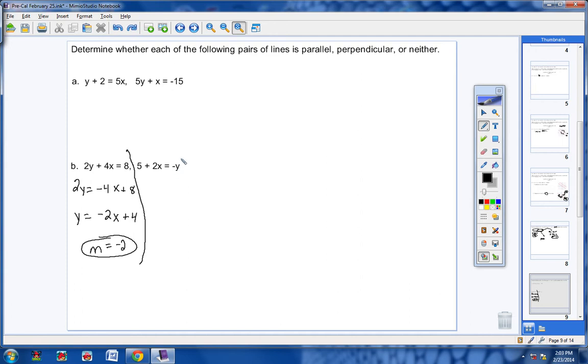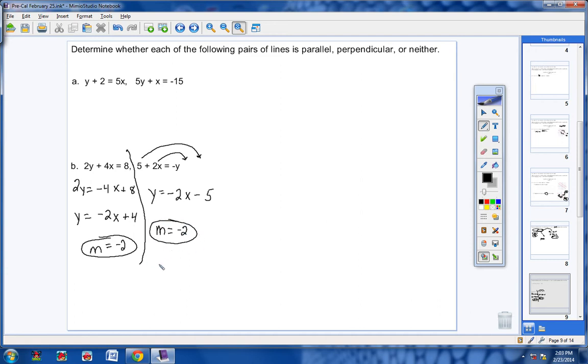So I'm going to bring the negative y over and make it a positive y. When I do that, I'm going to bring the 2x over and the 5 over and change their sign. So when I bring the 2x over, it becomes a negative 2x. When I bring the positive 5 over, it becomes a negative 5. And look at that, y is already by itself, so the slope would be negative 2.